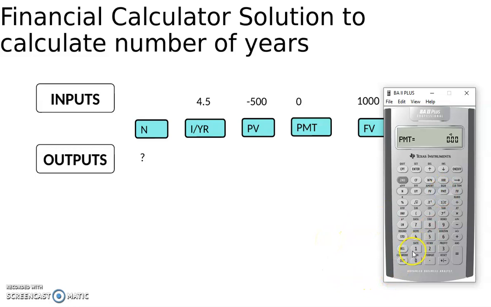And finally, FV equal to $1,000. I then go ahead and compute the N by hitting compute, N. Now I get an answer of 15.75, meaning that after 15.75 years, or at time period T equal to 15.75, I will receive $1,000 if I invest $500 today at time period T equal to 0 at an interest rate of 4.5%.